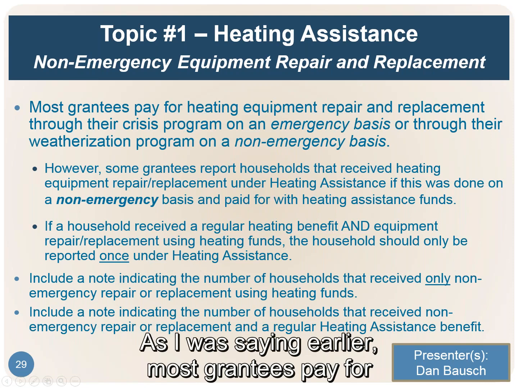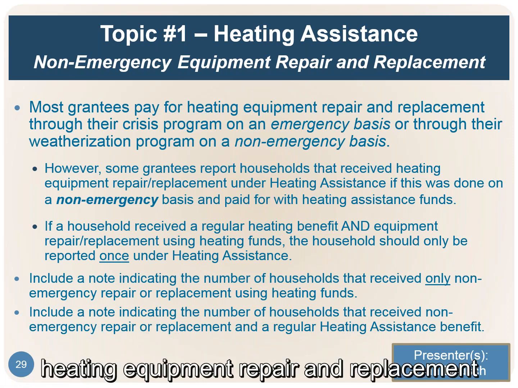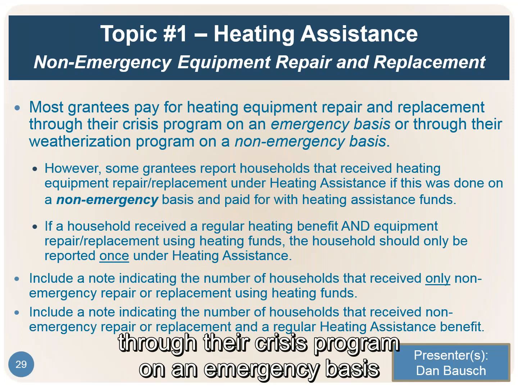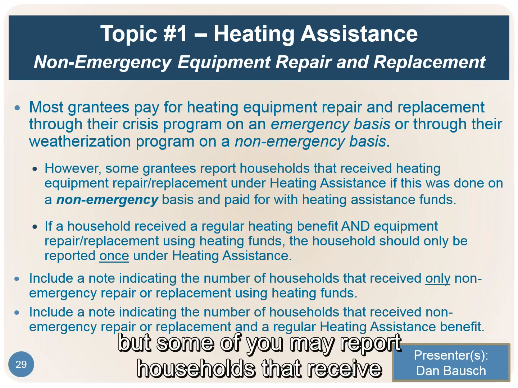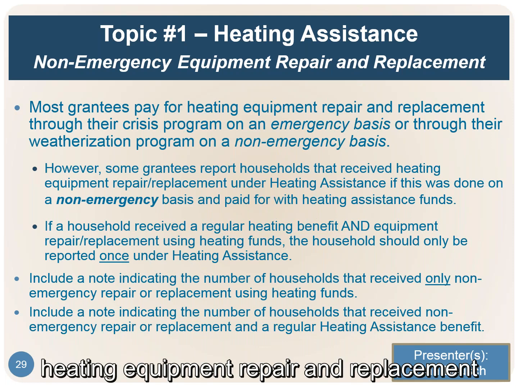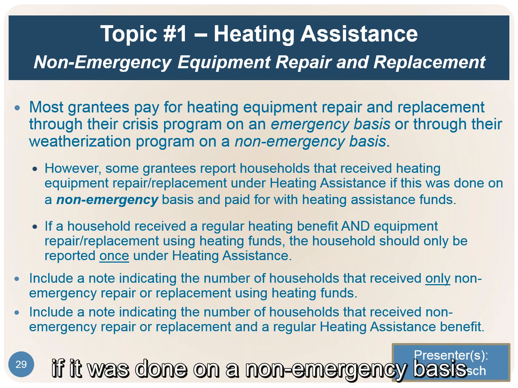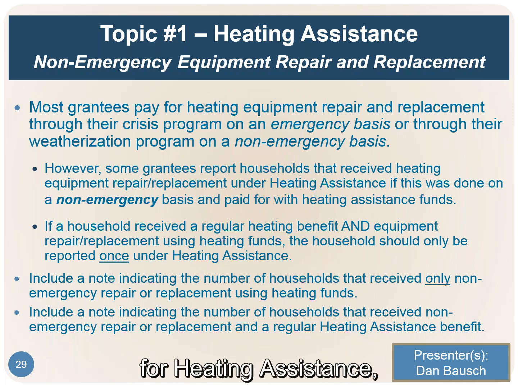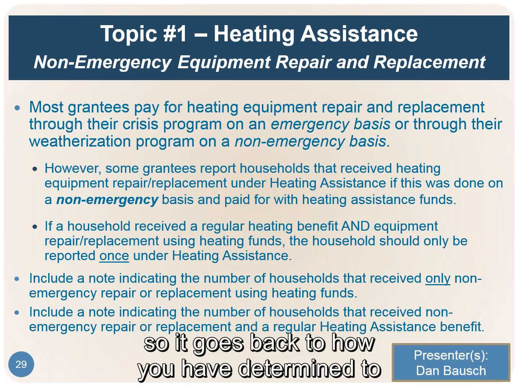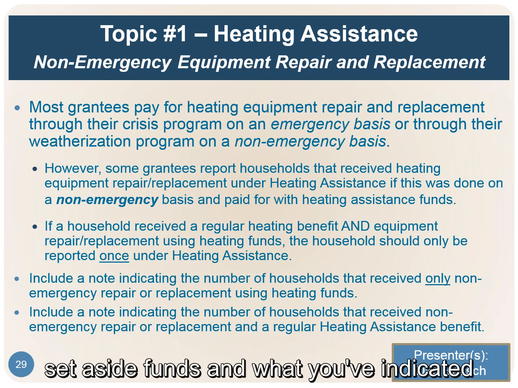As I was saying earlier, most grantees pay for heating equipment repair and replacement through their crisis program on an emergency basis or through their weatherization program. But some of you may report households that receive heating equipment repair and replacement under heating assistance if it was done on a non-emergency basis, and if you paid for it with funds that you've designated for heating assistance. So it goes back to how you have determined to set aside funds and what you've indicated in your model plan.